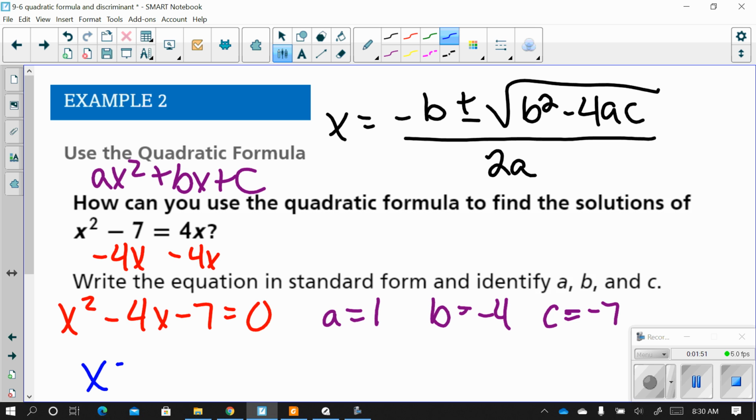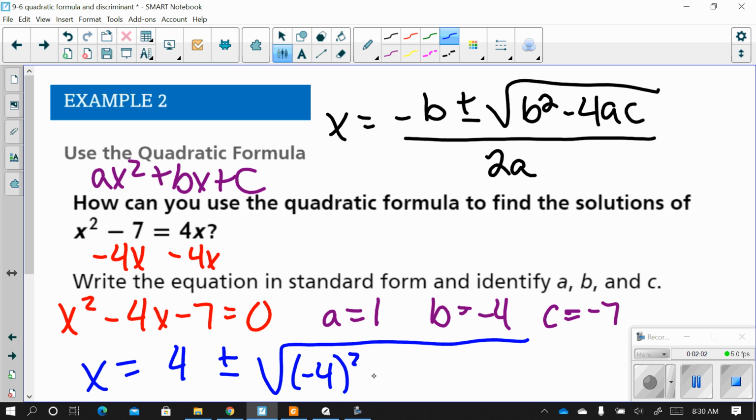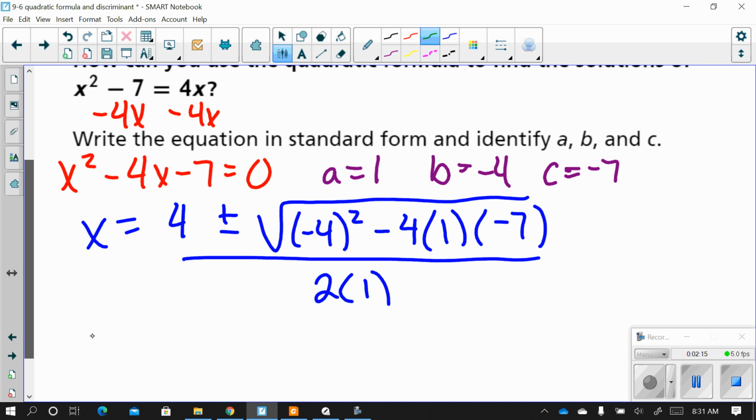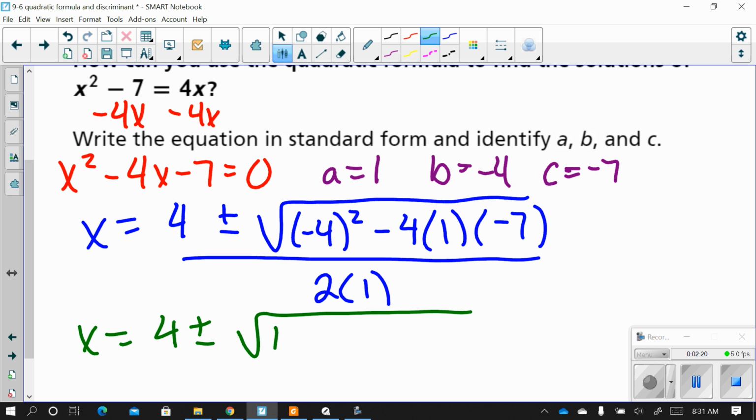So x equals negative b. b is negative 4, so negative 4 makes it a positive 4, plus or minus the square root of b squared, so I'm going to put negative 4 squared in there, minus 4 times a times c, all over 2 times a. And from here, it's just a matter of cleaning it up. So x equals, can't do anything here, so 4 plus or minus. Negative 4 squared, well, that's just 16. Negative 4 times 1 times negative 7 gives me a positive 28, and it's all over 2.